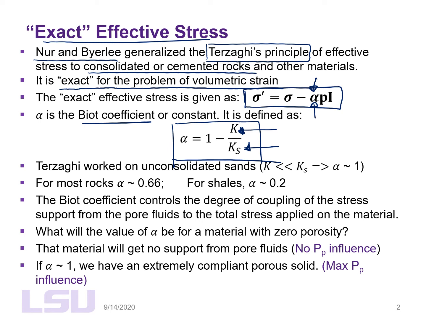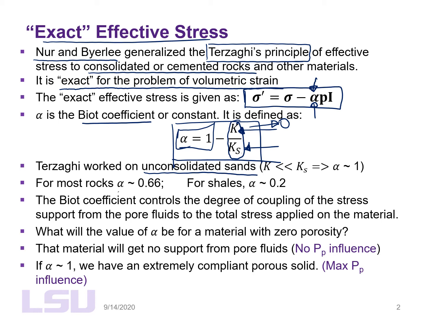So if K is much smaller than Ks, then this ratio tends to what? 0, right? Because K is much smaller than Ks. Ks is much greater than K. So that tends to 0 and alpha tends to 1. And that's what happens in weak and unconsolidated sands. And when alpha tends to 1, then it simplifies to the Terzaghi effective stress.